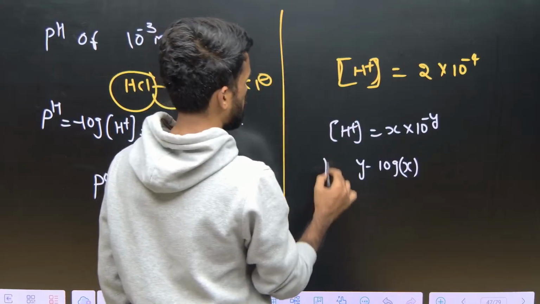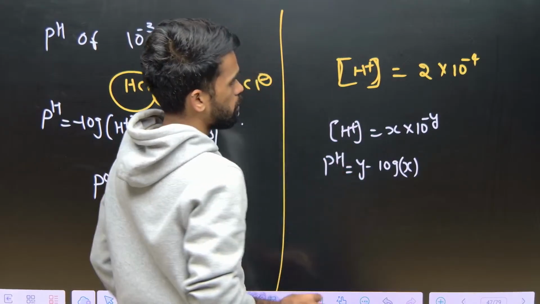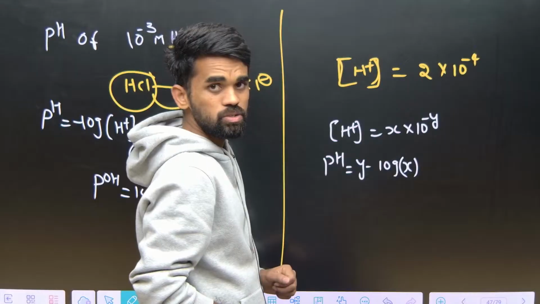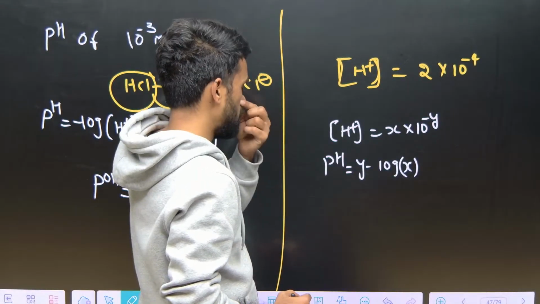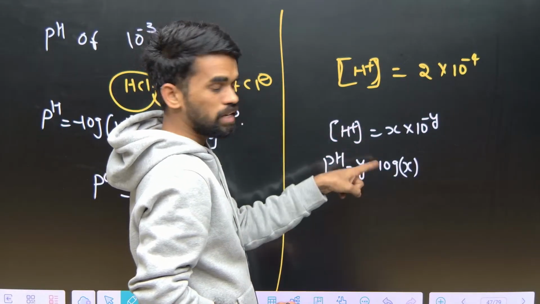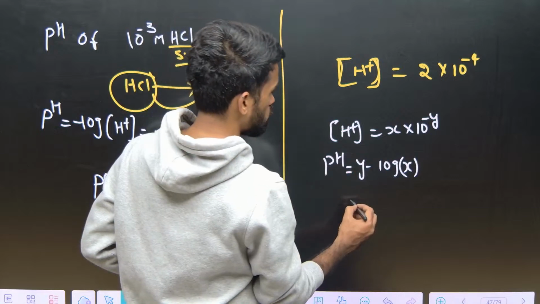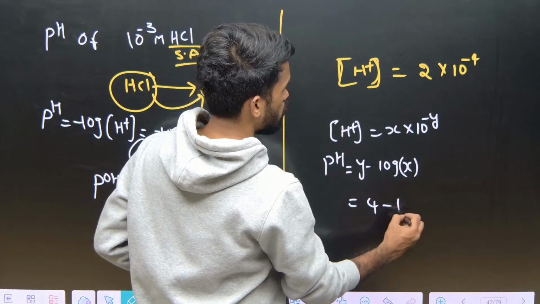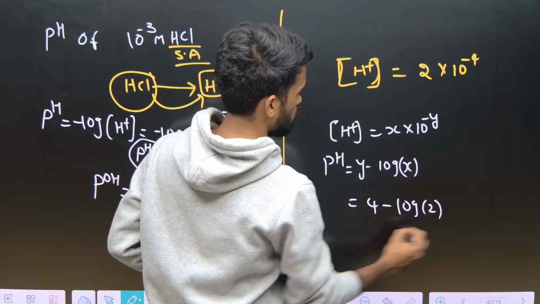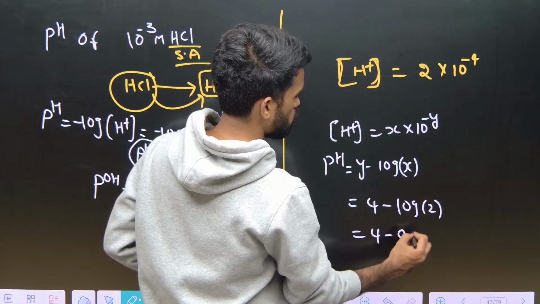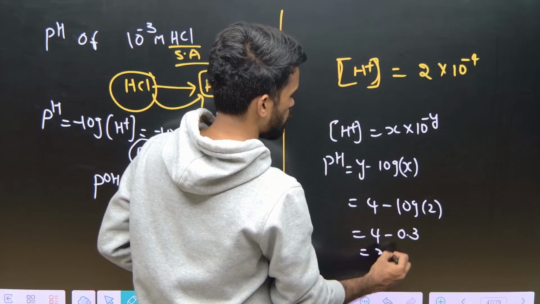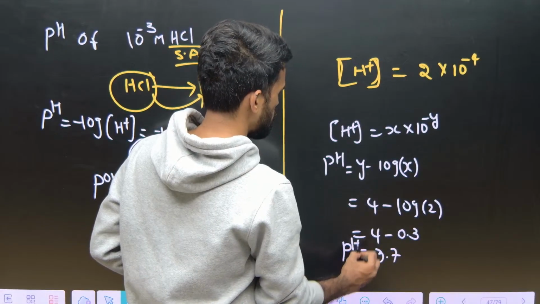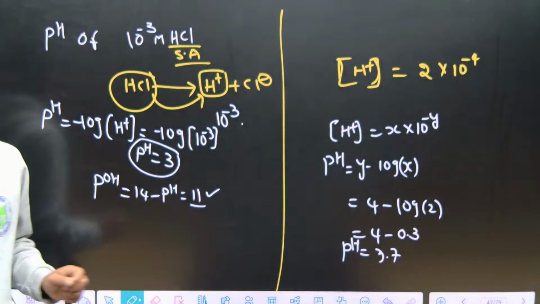Okay, this will be the pH. Just apply minus log on both sides, and you will get this. So you can say that it is 4 minus log 2. Log 2 is 0.3, so it will be 3.7. pH is how much? 3.7, that's it.